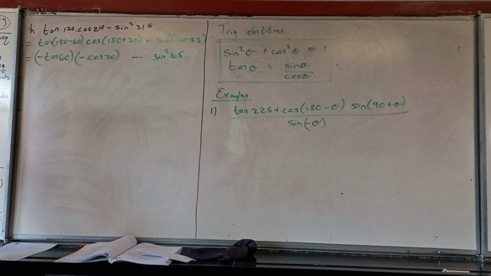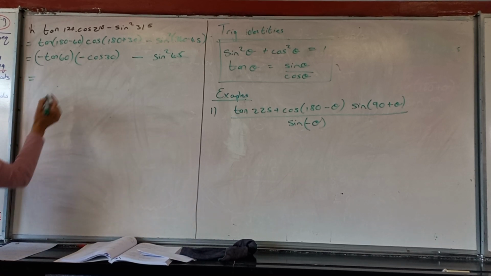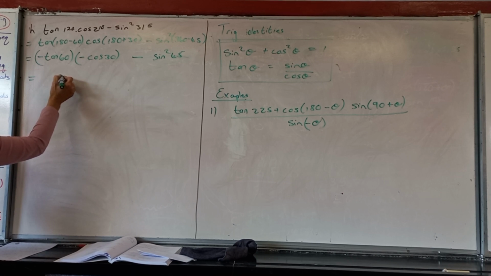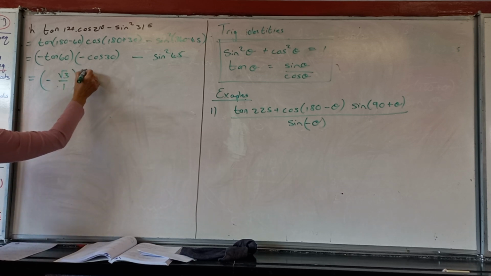Special angles. So larger than 360, there was none. Negative angles, there were none. There were only these basically reduction formulas. And now there are special angles. Tan 60 is what? Root 3 over 3? Over 1, sorry. Do I have to have it over 1? No. And then cos 30?